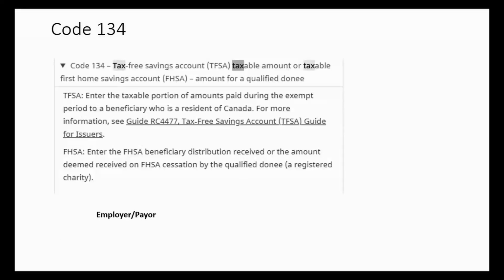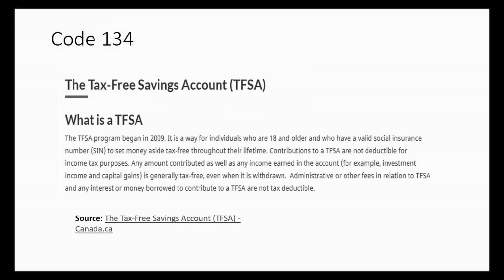Code 134, TFSA, taxable amount or taxable first home savings account, FHSA. Enter the taxable portion of amounts paid during the exempt period to a beneficiary who is a resident of Canada. TFSA is an account where you deposit money without any tax implications, which means you don't have to pay taxes on the money that you have in your TFSA account. Contributions to a TFSA are not deductible for income tax purposes. Any amount contributed as well as any income earned in the account, for example investment income and capital gains, is generally tax-free even when it is withdrawn.